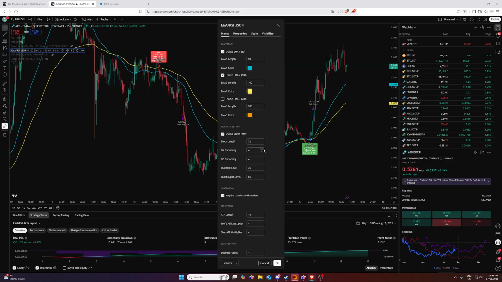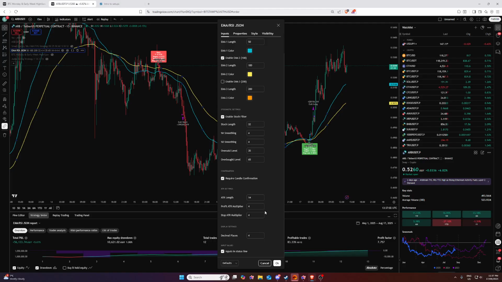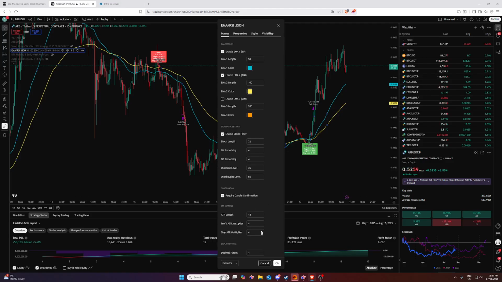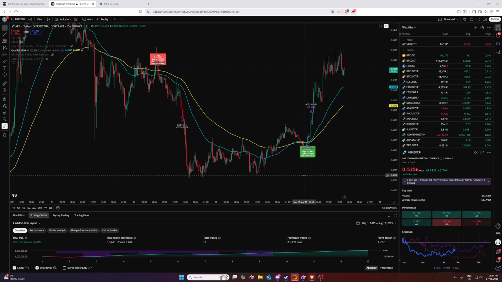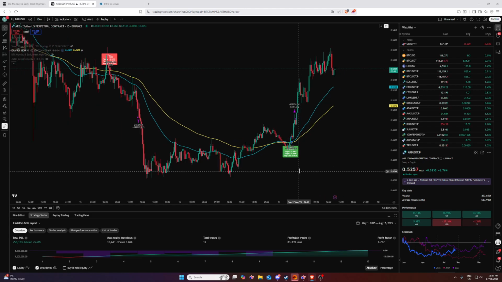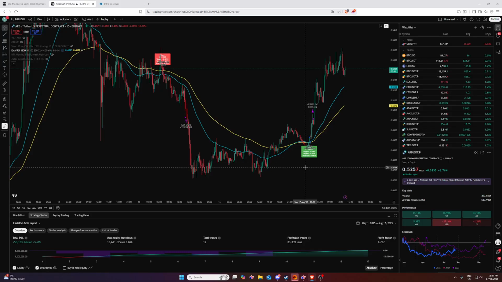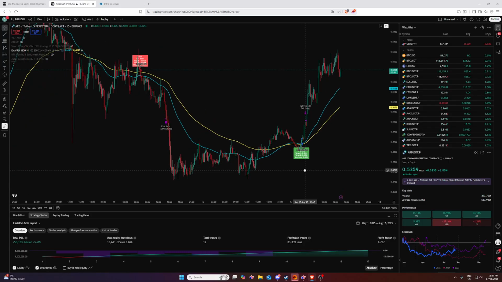I'm using 32 stock length, and I'm using 35 and 65 as the crossover levels rather than 30 and 70. I just found that 35 and 65 allows for more trades without compromising on the win rate. And then I also have the ATR settings. That's average true range, and basically the algorithm uses average true range to set its targets and stop losses. Average true range is basically just the average of the recent price volatility.